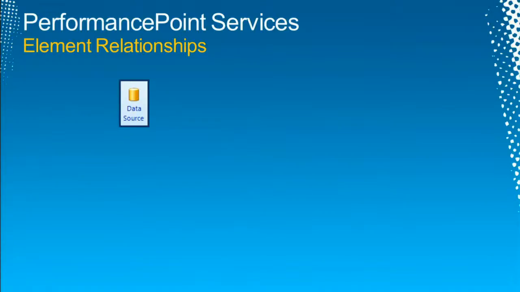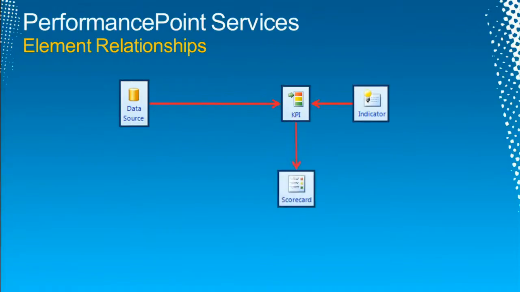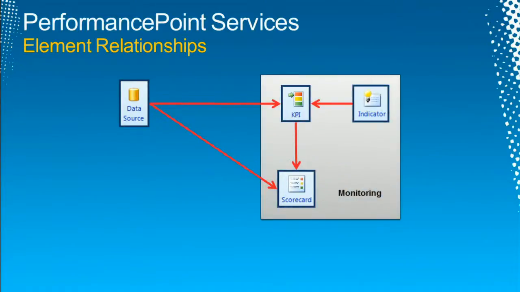Data sources connect to your business data stores, in this case the reseller sales cube. We can then define key performance indicators based off the measures in the cube. Indicators can be defined to provide representation graphically or through colors of how the different levels of the KPIs should be represented. And then ultimately these KPIs end up in scorecards. Scorecards can also be sliced and diced by data sources. We can add hierarchies to the columns and the rows of the scorecard itself.